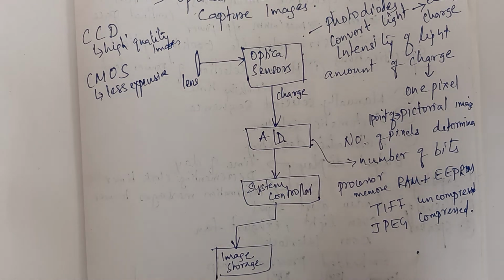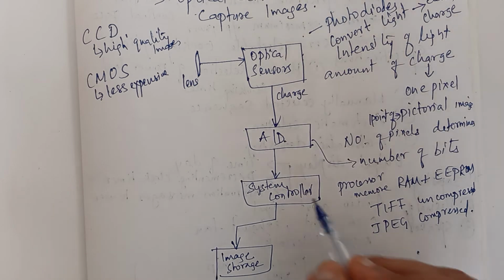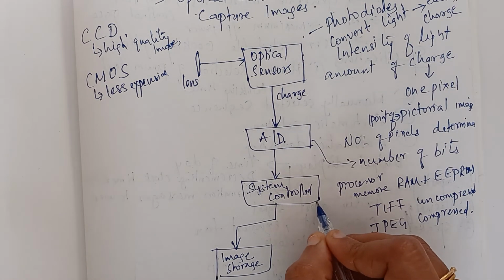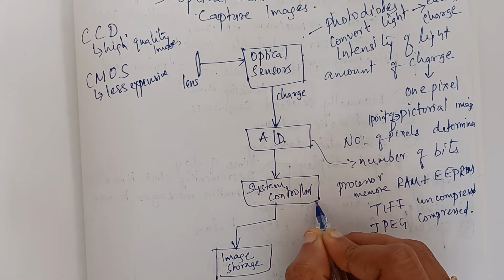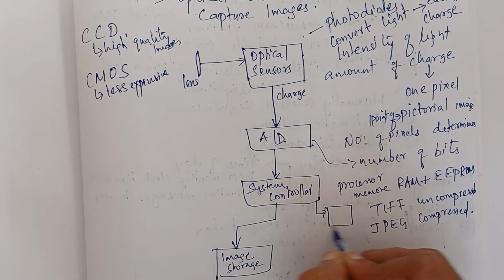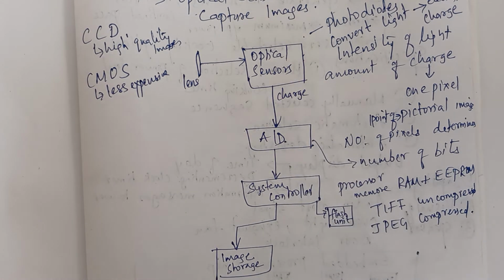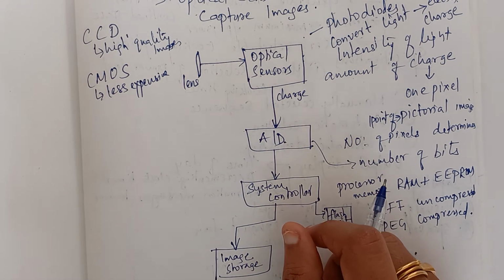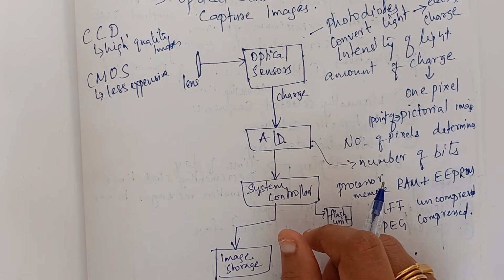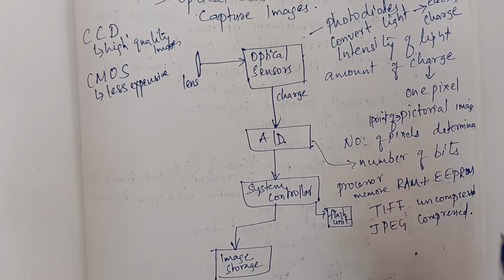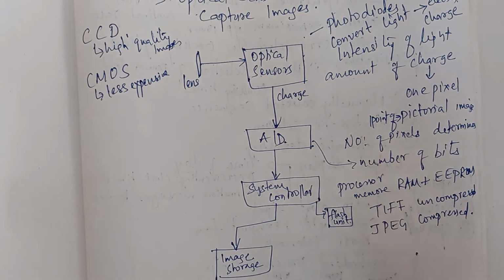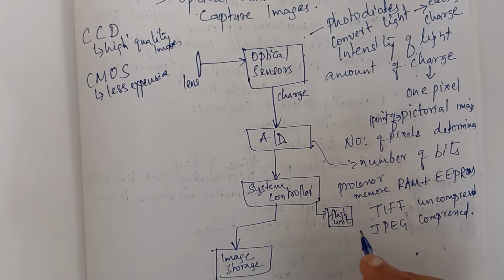And there should be some flash unit also. Flash unit, flash memory, is a popular choice nowadays for storing the images. Other choices are floppy disk, hard disk, or miniature hard disk drives, etc.